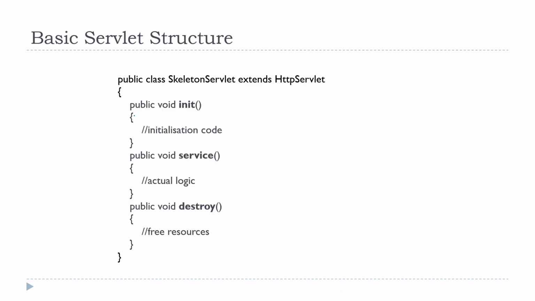Next, we'll see the basic structure of a servlet. So this is a class skeleton of a servlet. You have to create a class with your servlet name and you have to extend HttpServlet. And these are the three methods: init, service, and destroy. The return type for all these methods is void. In the init method, we write the initialization code. In the service method, we write the actual logic that we want to be executed when the servlet is called. And in the destroy method, we write some destruction code like freeing the resources.